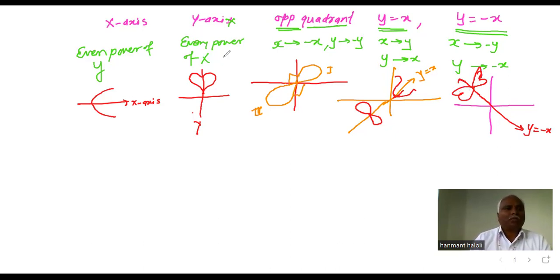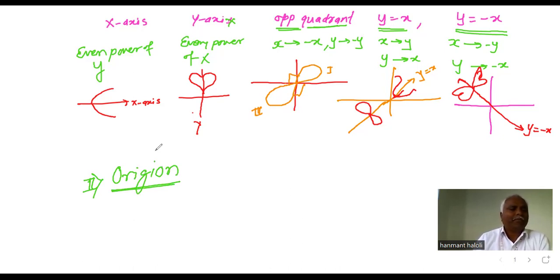Now you understood what is meant by symmetry. Now we'll go for the next point, how to construct these curves in shortcut ways. Now next we go for the second point. The second point is origin. Check whether the curve is passing through origin or not.